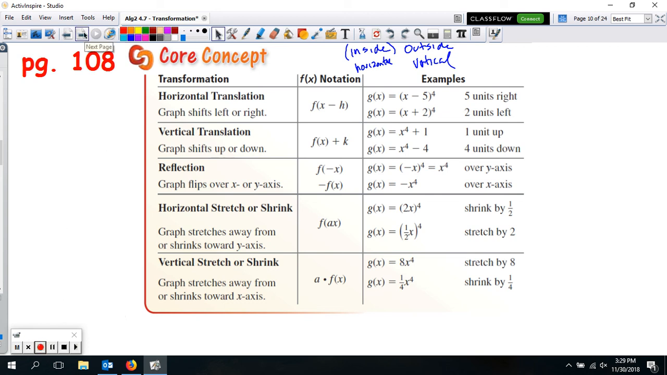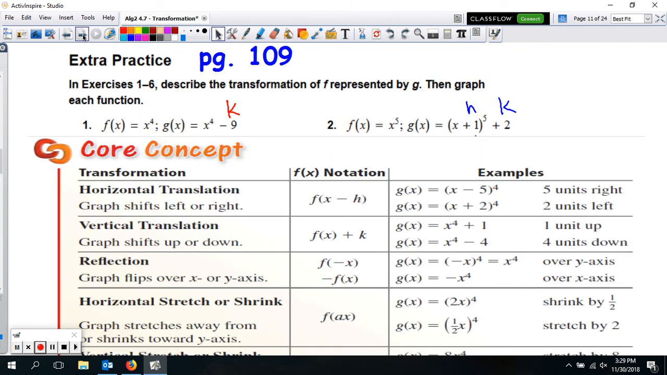Okay, so let's take a look now at the extra practice for our assignment here. So page 109, just moving along, go on to page 109. And number 1 and 2, it says describe the transformation of f. So here's our f. F is the parent function represented by g. So g is a new function, and we're going to describe the transformation. Then it says to graph each function.